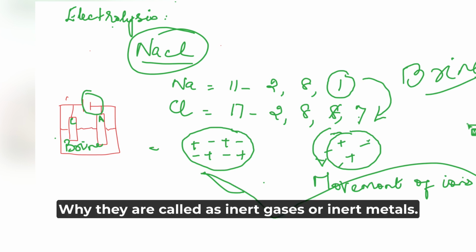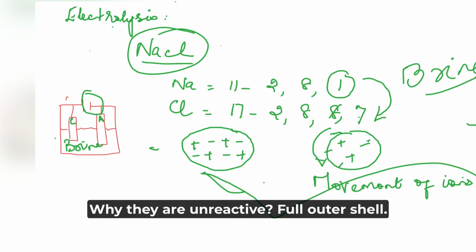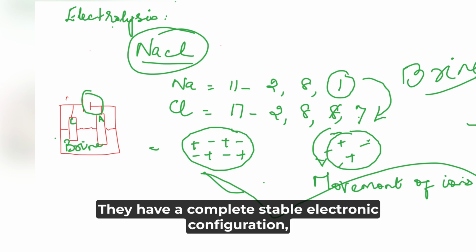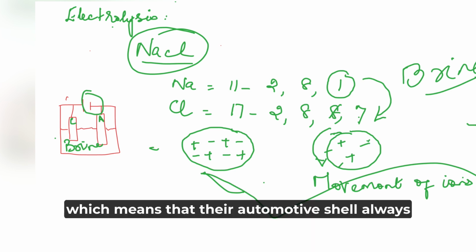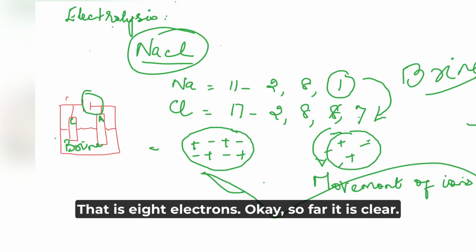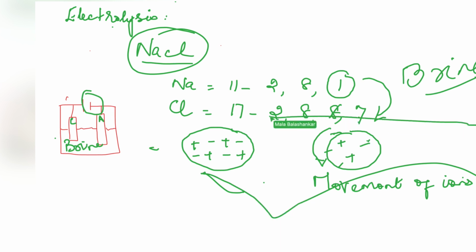Generally, why they are called inert gases or inert metals? They're unreactive. Why are they unreactive? Full outer shell. Yes, they have a complete stable electronic configuration, which means that their outermost shell always has the required number of electrons, that is 8 electrons. Okay, so far it is clear. So we will go to the next.